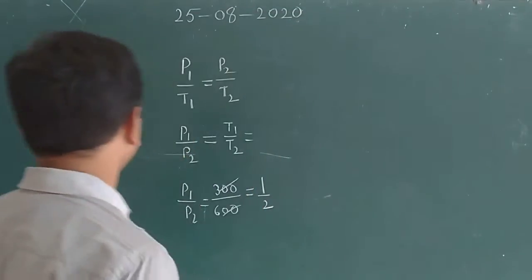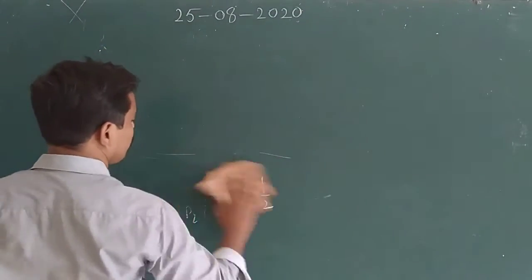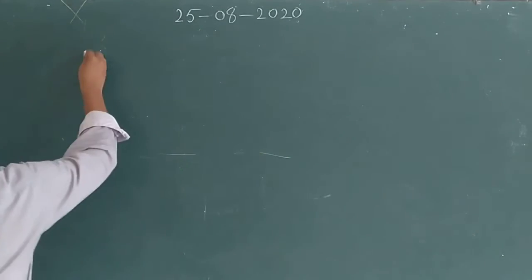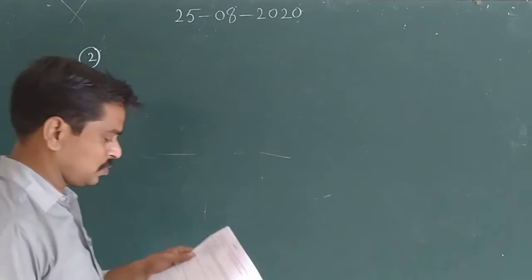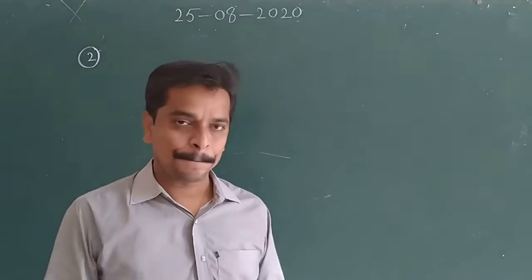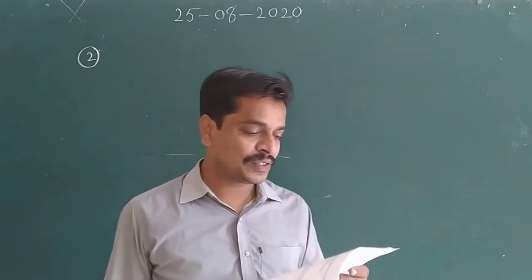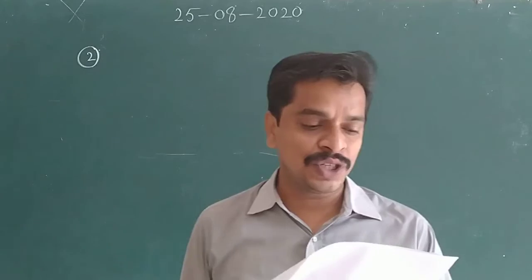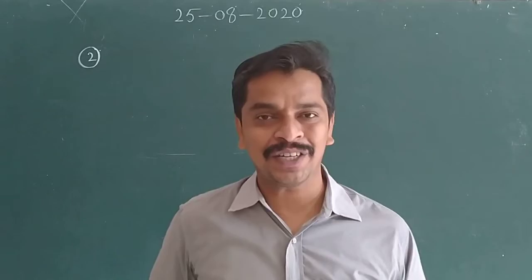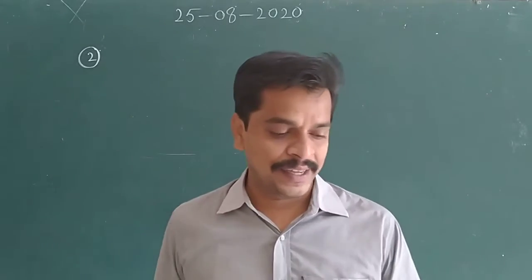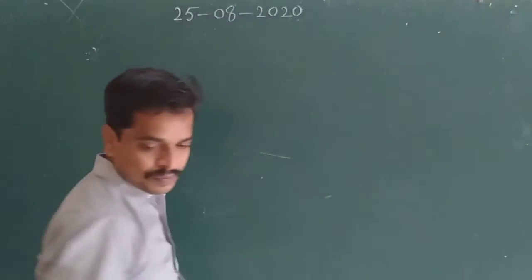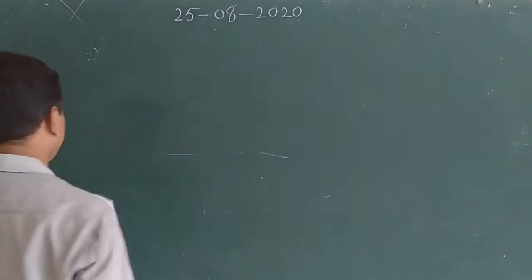Next, question number 2, students. So listen, question number 2. SI units of gas constant are. SI units means in joules, students. In joules, R value is 8.314 joule Kelvin inverse mole inverse, students. Next, question number 3, students.